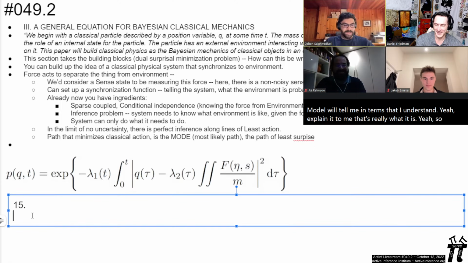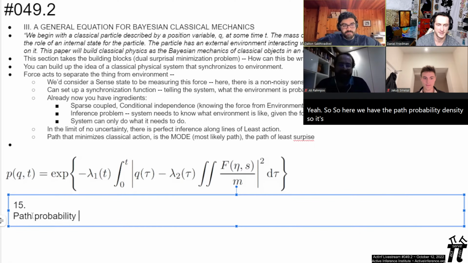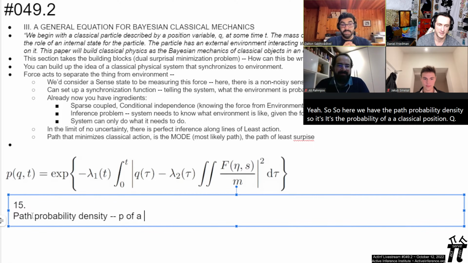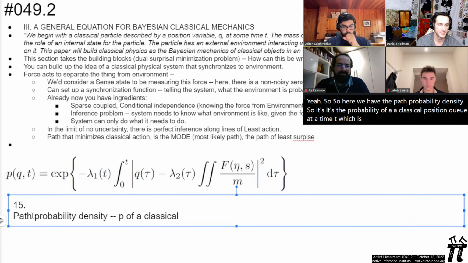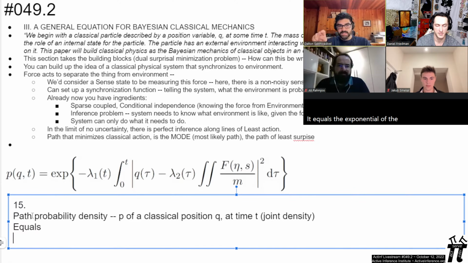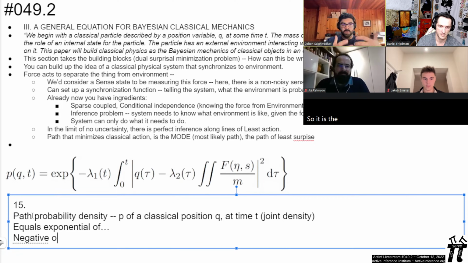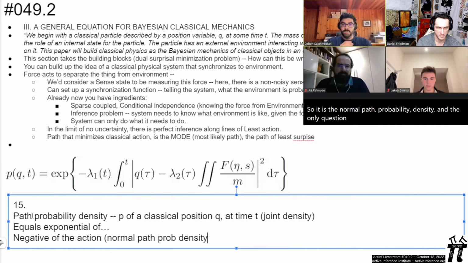Yeah, so here we have the path probability density. So it's the probability of a classical position Q at a time t, which is a joint density in this case. It equals the exponential of the minus of the action that we saw in the basics of Bayesian mechanics section. So it is the normal path probability density. And the only question is, okay, what is S?